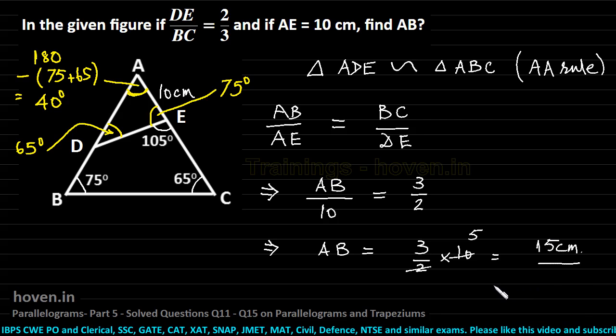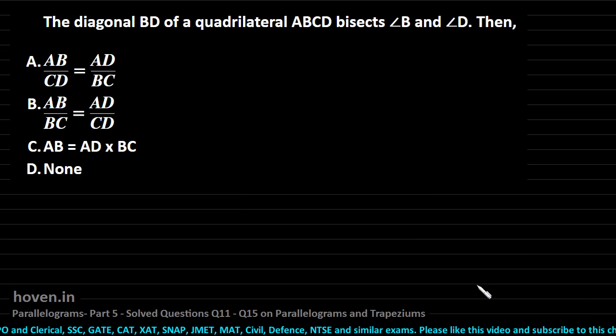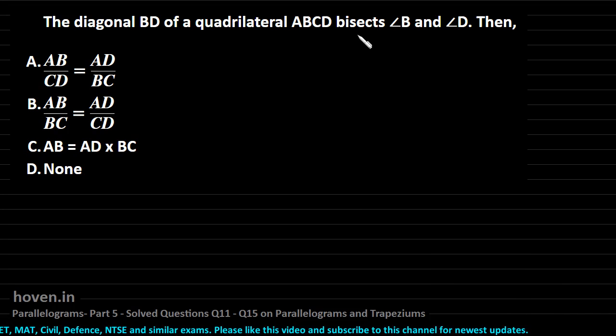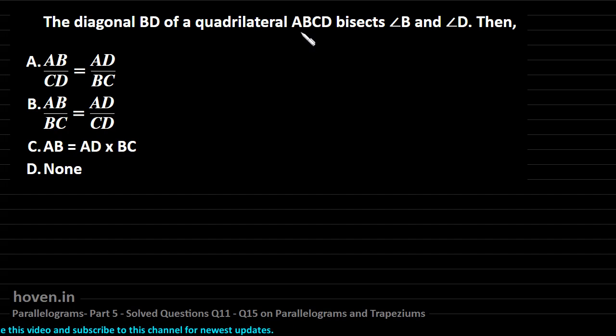Let us move to our next question now. The question is, the diagonal BD of a quadrilateral ABCD bisects angle B and D, then which of these options is correct? We see that we have a quadrilateral ABCD in which two opposite angles are being bisected by the diagonal. Let us draw a picture for this.